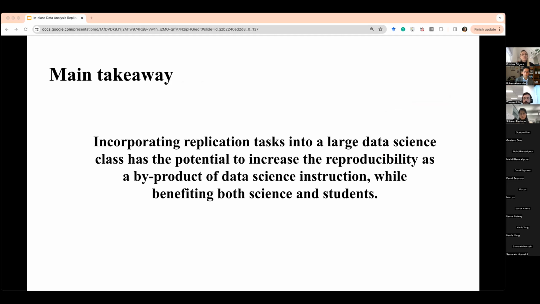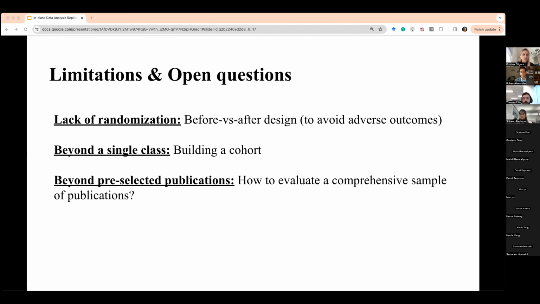Okay, so the main takeaway here I wanted to leave you with is that incorporating replication tasks into large data science classes really has the potential to increase reproducibility as a natural byproduct of data science instruction, and this can benefit both science and the students. There are also some limitations and open questions that we didn't address.